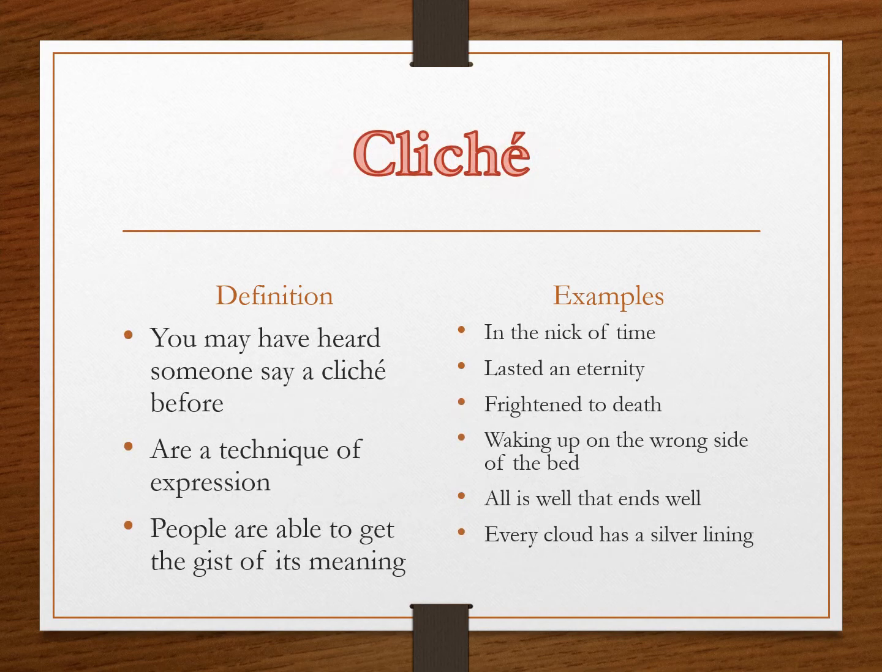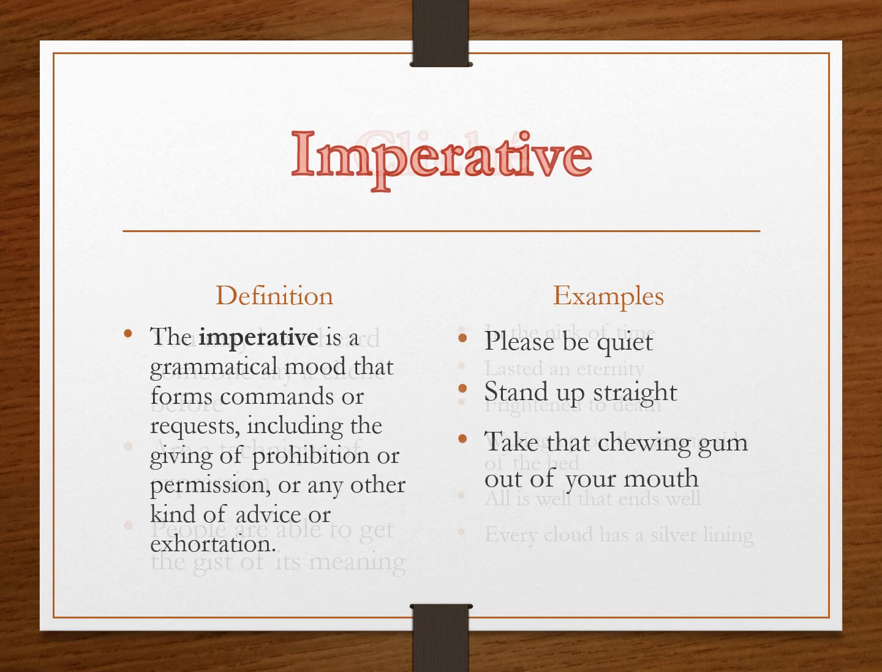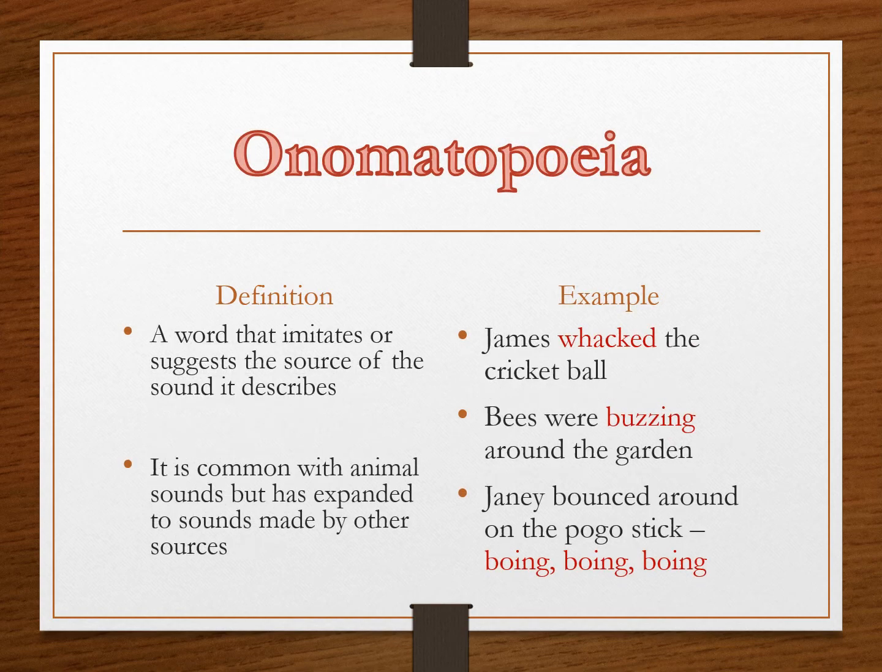And then clichés. We've heard of those before, right? Every cloud has a silver lining. Imperative, the way you might speak to a child. Please stand up straight. Please be quiet, stand up straight. Onomatopoeia. Now, this is getting quite unusual, and in fact, for academic writing, probably not the greatest thing to use, but it's good to know what they are, like boing, boing, boing.